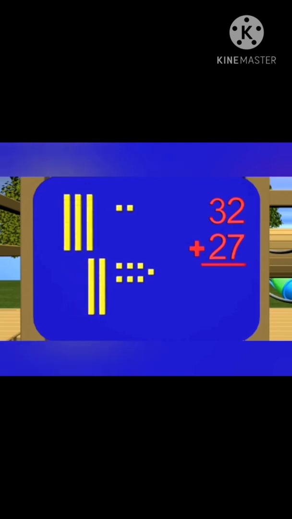We can now add the 2 groups together. But to do this, we need to be careful and we should not add the tens blocks with the ones blocks. So we are going to join our tens blocks together and ones blocks at ones place together.